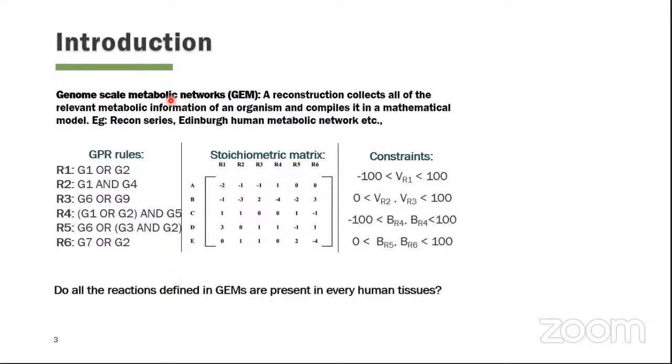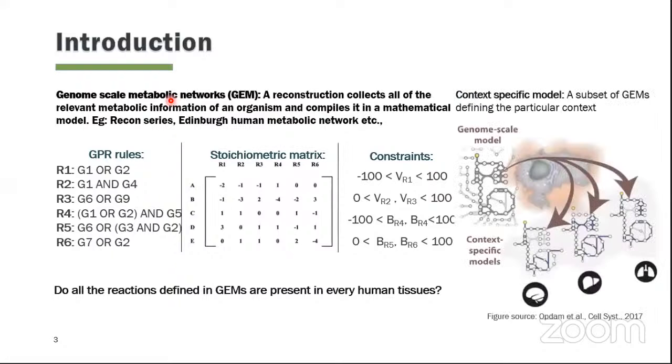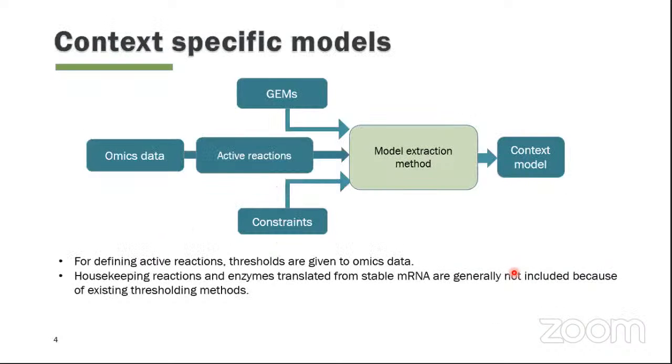So this is where we need to develop context specific models, which will be a subset of the genome scale models. For example, for brain, only the reactions which are meant to be there in the brain are taken from the genome scale model. Obtaining these context specific models.